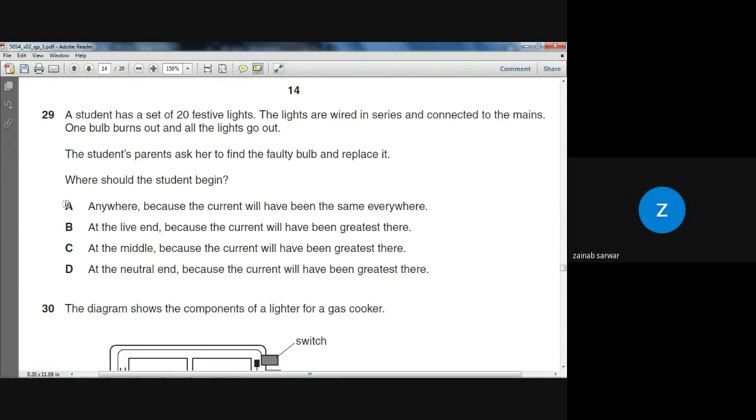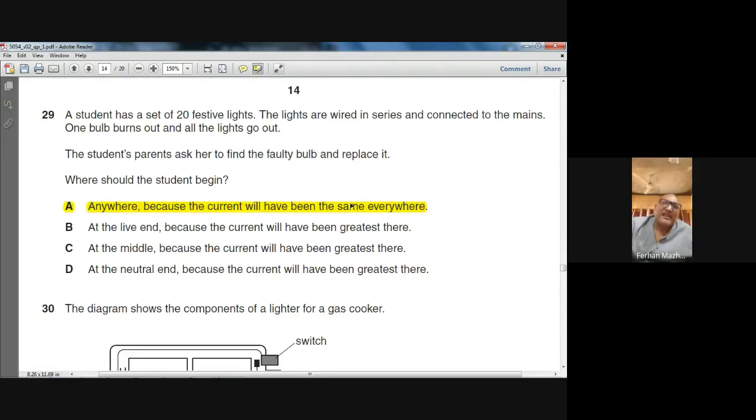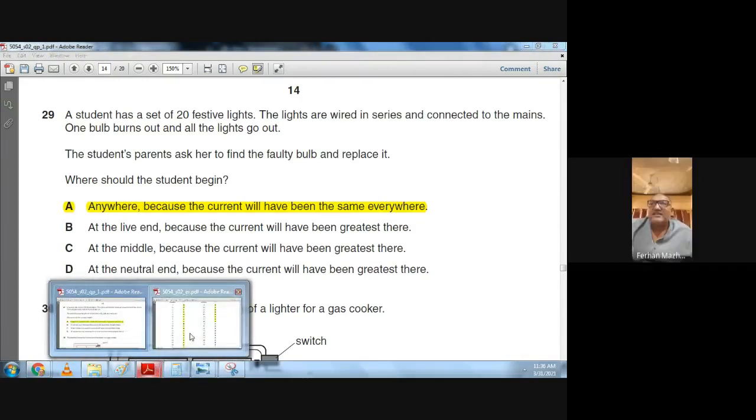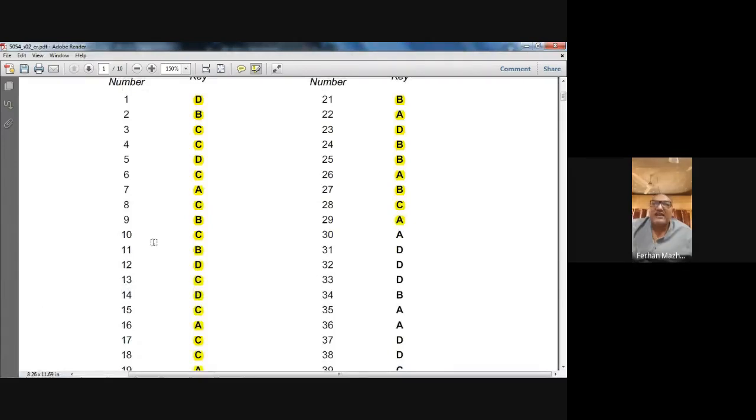So I think A can be the answer, because the logical thing is this: anywhere, because the current will have been the same everywhere, because they are connected in series, so the current is the same everywhere. So question number 29, A is the choice.